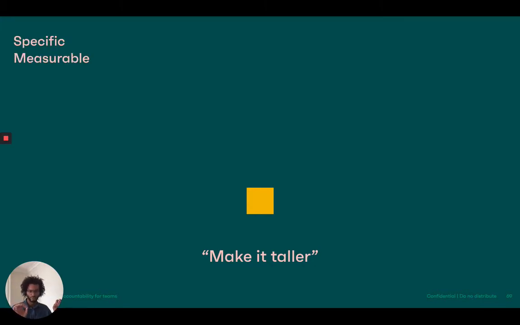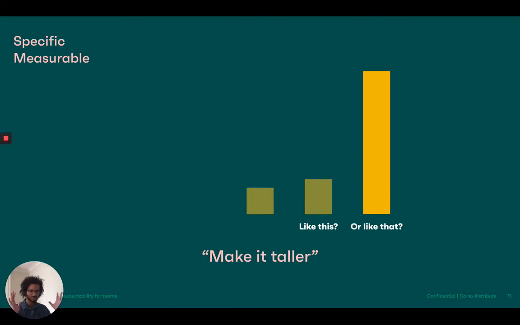So we know that we want to make it taller and it gives you an idea of what we're trying to achieve, but we got to make it specific and measurable. So what it means is to know when you say taller, do we mean something like this? Or do we mean something like that? Like there's a big difference in what we're trying to achieve here.